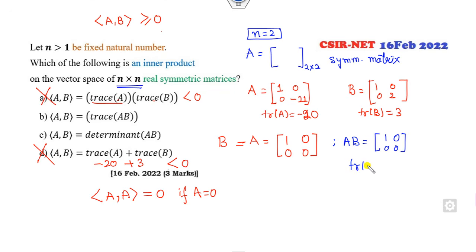So what is the trace of AB? It is 1, which is greater than 0. But what is the determinant of AB? Which is 0. So it means the determinant is 0, but in this case you can see this is not the 0 matrix. So this option is cancelled. The only right option is B, the right answer.